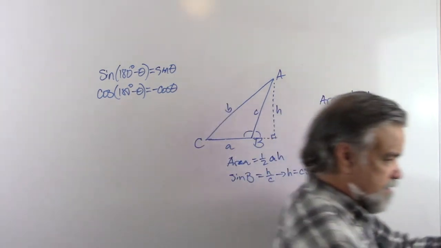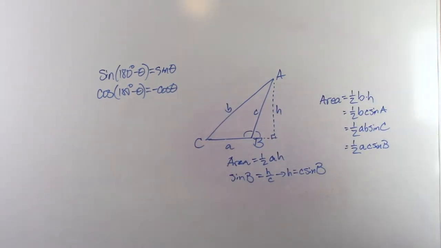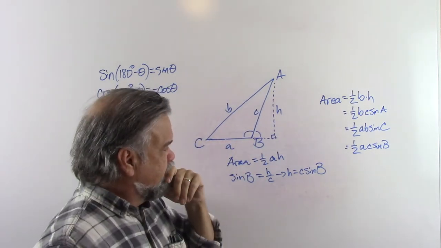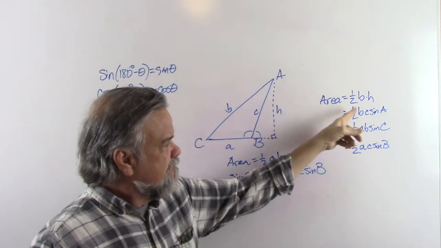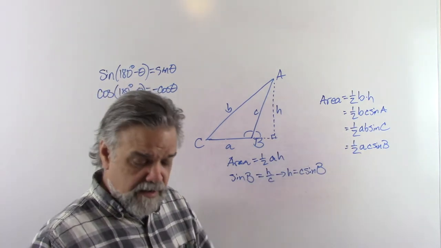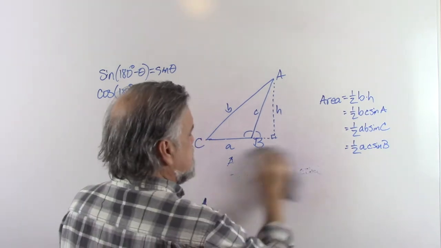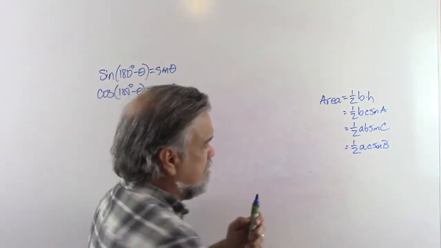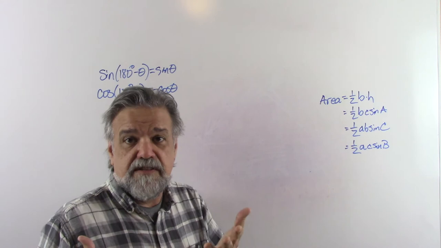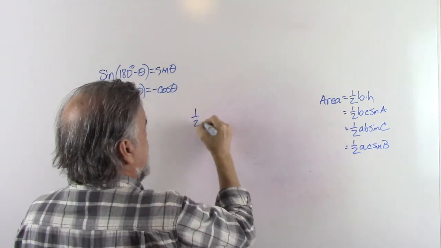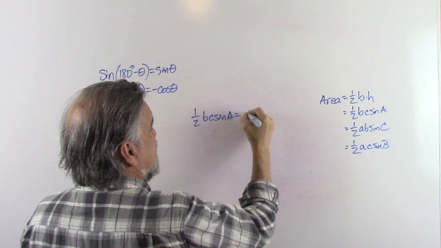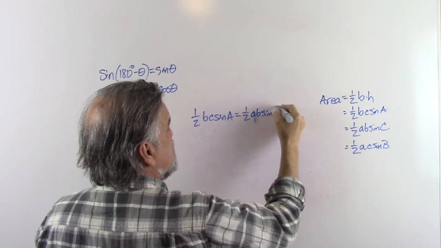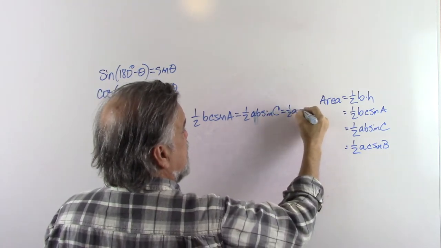Just changing my lighting a little bit, so I hope that this is easier to read now. The fact that all of these give me the area tells me something interesting, and that is that all three of those equations must be the same thing. That basically 1/2 times BC sine of A has to equal 1/2 times AB sine of C, which is the same thing as 1/2 times AC sine of B.